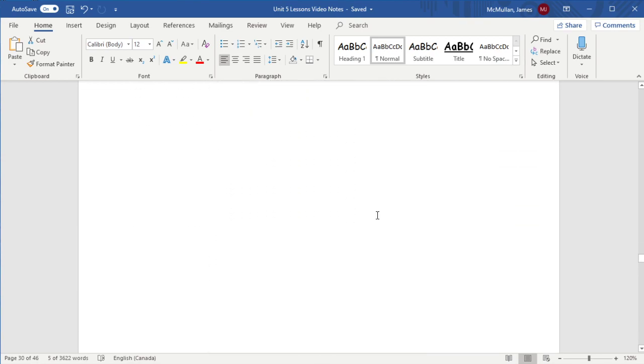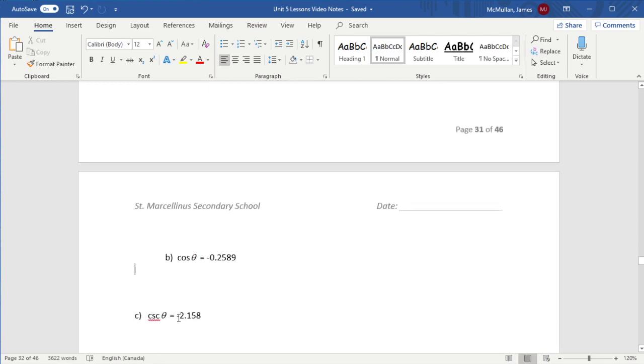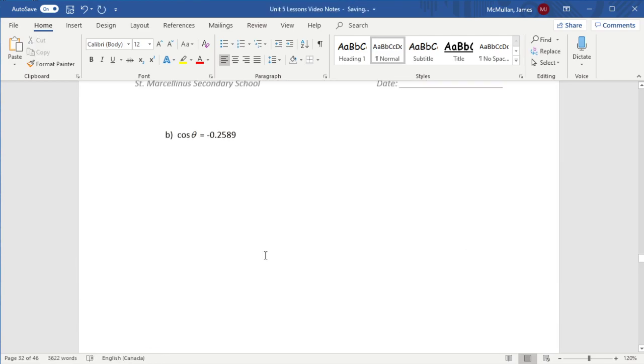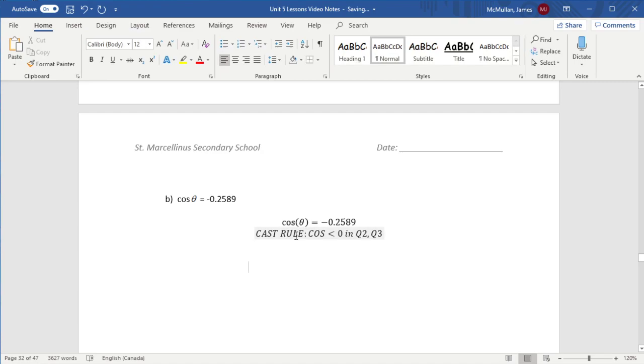Now that we've understood the concept, let's apply the same thing to the next question and see how it can be done quite a bit quicker. Cos theta is equal to negative 0.2589. Immediately, I use the CAST rule. Cos is less than 0, so cos is negative in Q2 and in Q3. So I know I'm looking for two answers, one in quadrant 2 and one in quadrant 3.